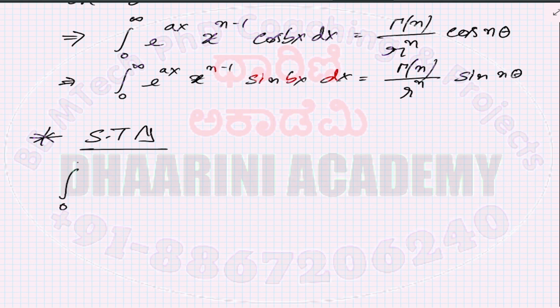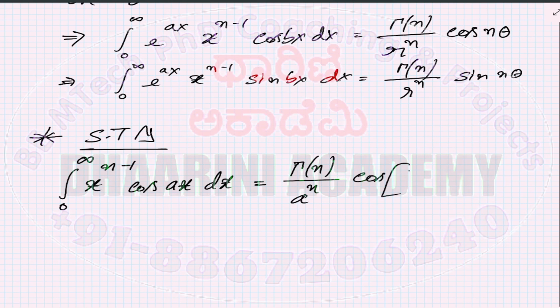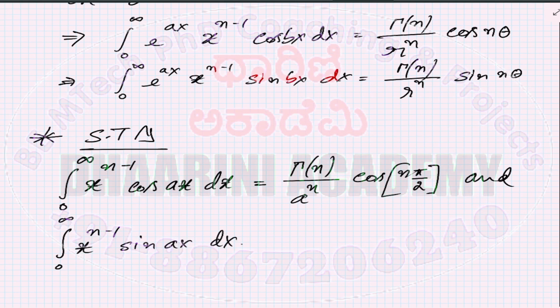The integral from 0 to infinity of x to the n minus 1 cos ax dx is equal to gamma n by a to the n into cos of n pi by 2. And there is a second half to this question, that is, whenever I have a sine I can have a cos as well. Here we have a cos given first, so I'll write a sine term next. This is the integral from 0 to infinity of x to the n minus 1 sine ax dx, which will be equal to gamma n by a to the n into sine of n pi by 2.